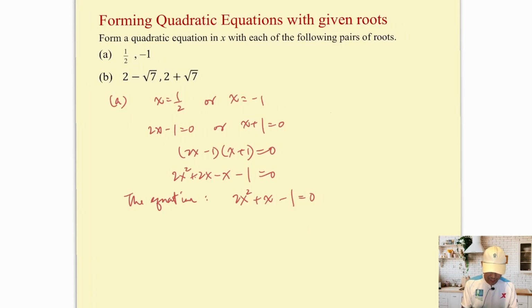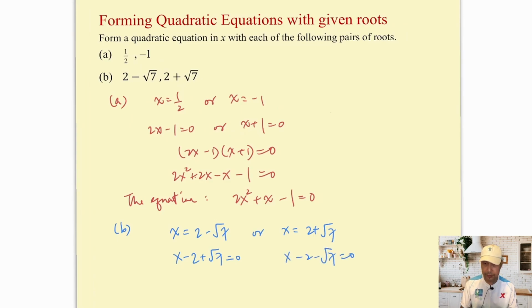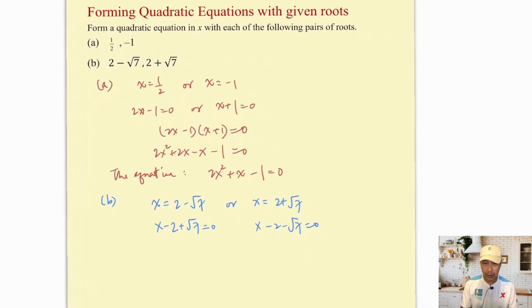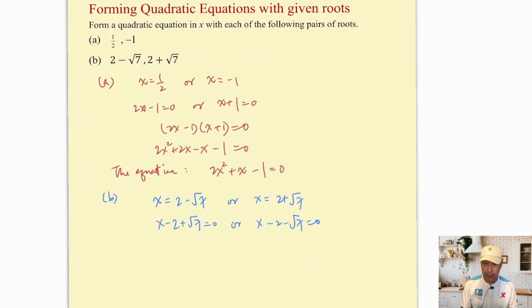Okay, we know that the two roots are: one is x equals 2 minus root 7, the other is x equals 2 plus root 7. So x minus 2 plus root 7 is 0, and x minus 2 minus root 7 is 0. Okay, so we combine the two factors.